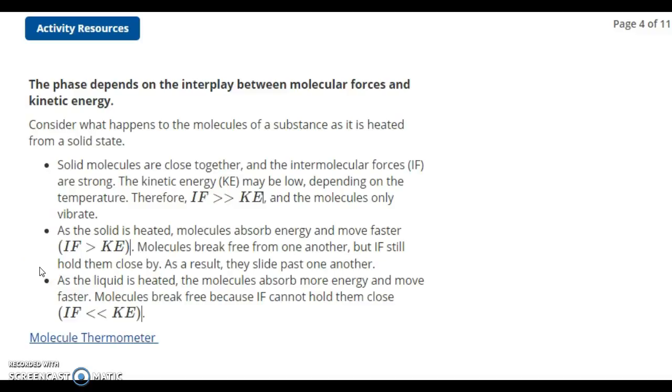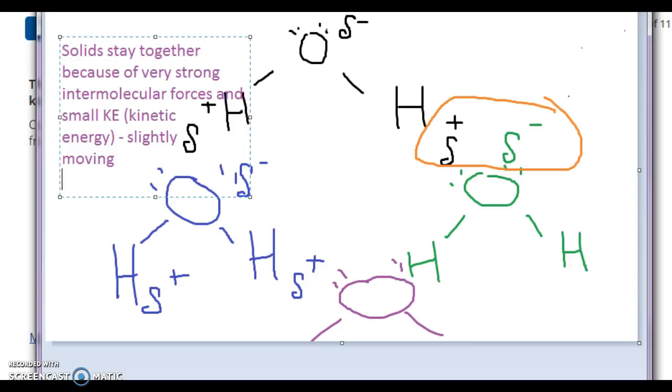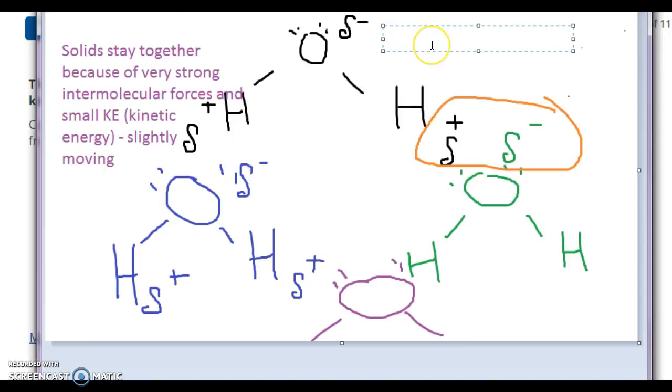As a result, they slide past one another, kind of like, okay, yeah, I want to be near you, but I'm going to go over to this side of the room. Okay, so how are you going to write that in your notes? Well, let's talk about liquids here.